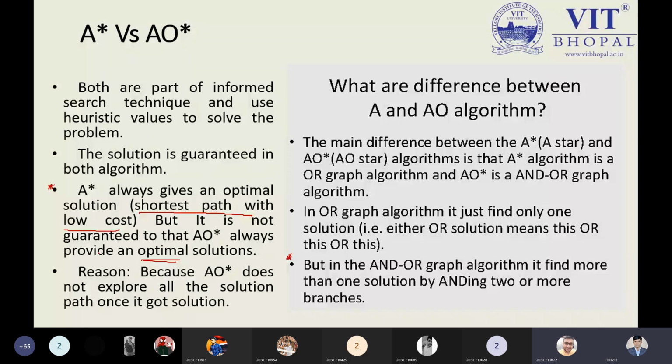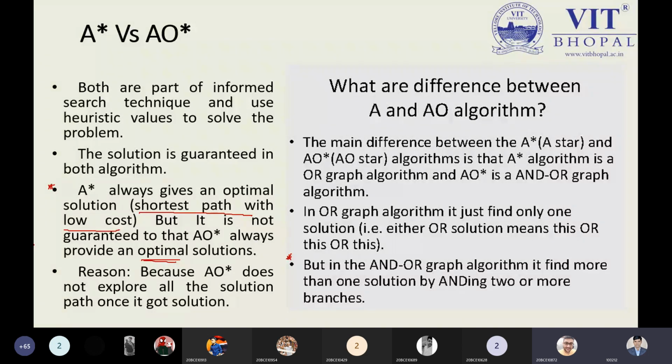Now, the basic difference between A star and AO star is clear right now, or is there anything you need to ask? You can ask me right now. Is the difference between the A star and AO star algorithm clear? Yes, sir.